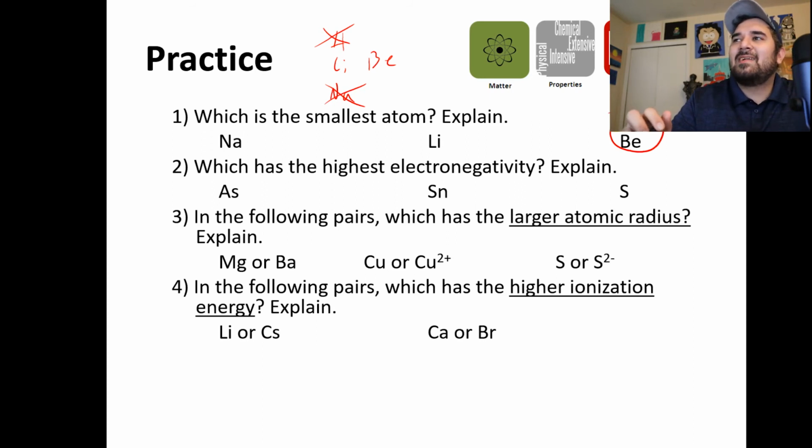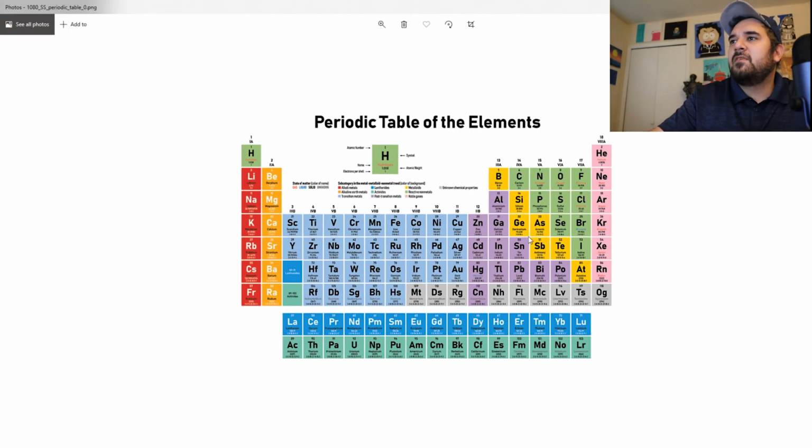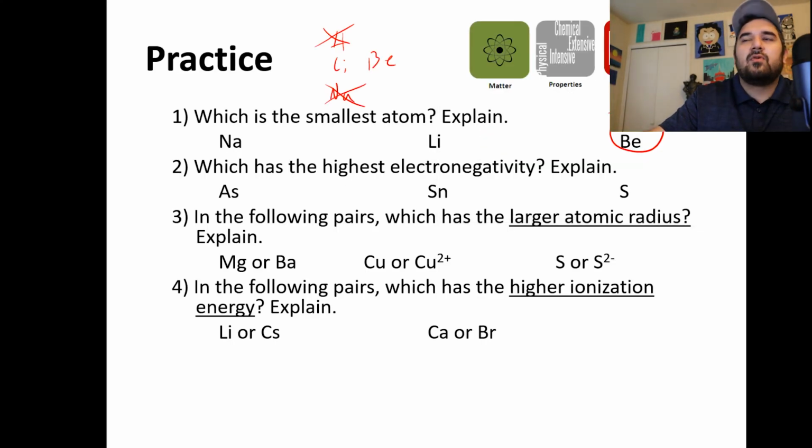All right, next one, which one has the highest electronegativity? For this, we just need to see which one is closest to fluorine. So let me grab my periodic table. We have arsenic, tin, and sulfur. Here's arsenic, here's tin, and here's sulfur. So sulfur is the closest to fluorine. Therefore, fluorine is the correct answer to this. Or sorry, sulfur is the correct answer for this one.